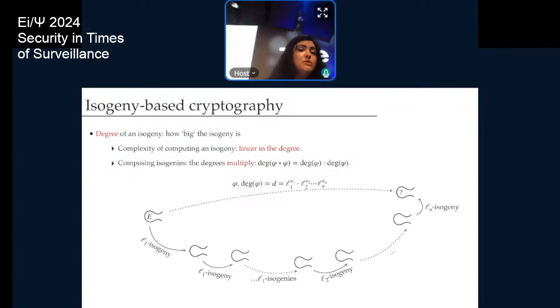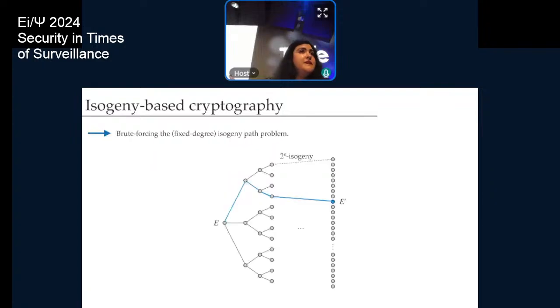A third thing you need to know to get to a brute force algorithm is that from a curve E, I know that there are L+1 isogenies of degree L, for L prime. So now you can see how we brute force it. If I give you this curve E and this curve E prime, how do you find the isogeny? Well, you can start guessing. From E, you will have 3 options. You guess one of them. Then you have only 2 options because the third option is going back, and so on.